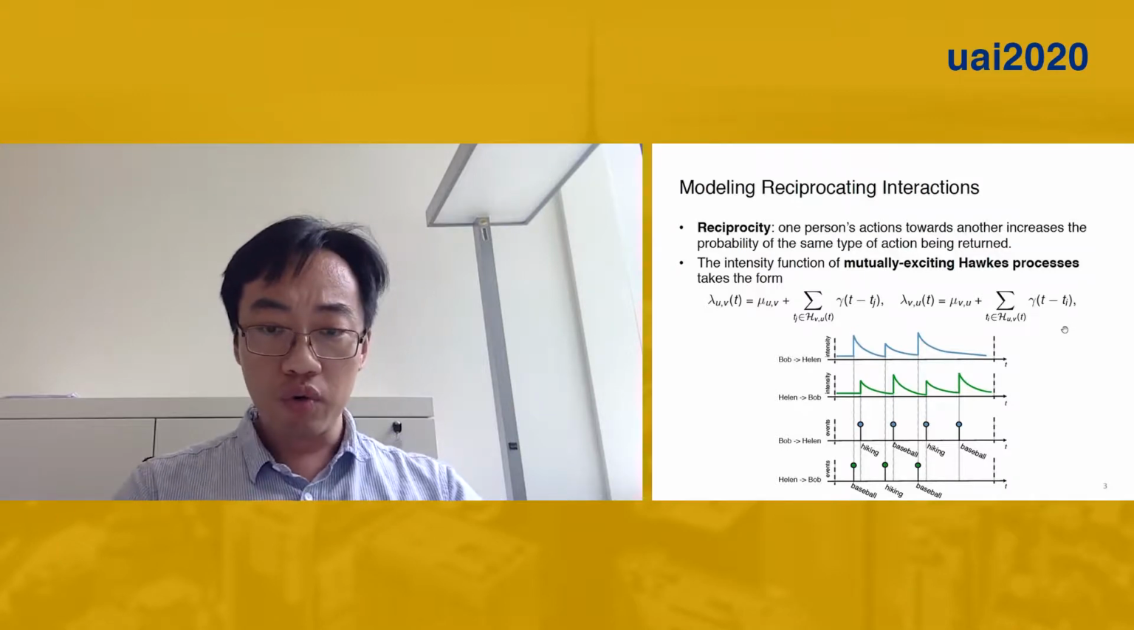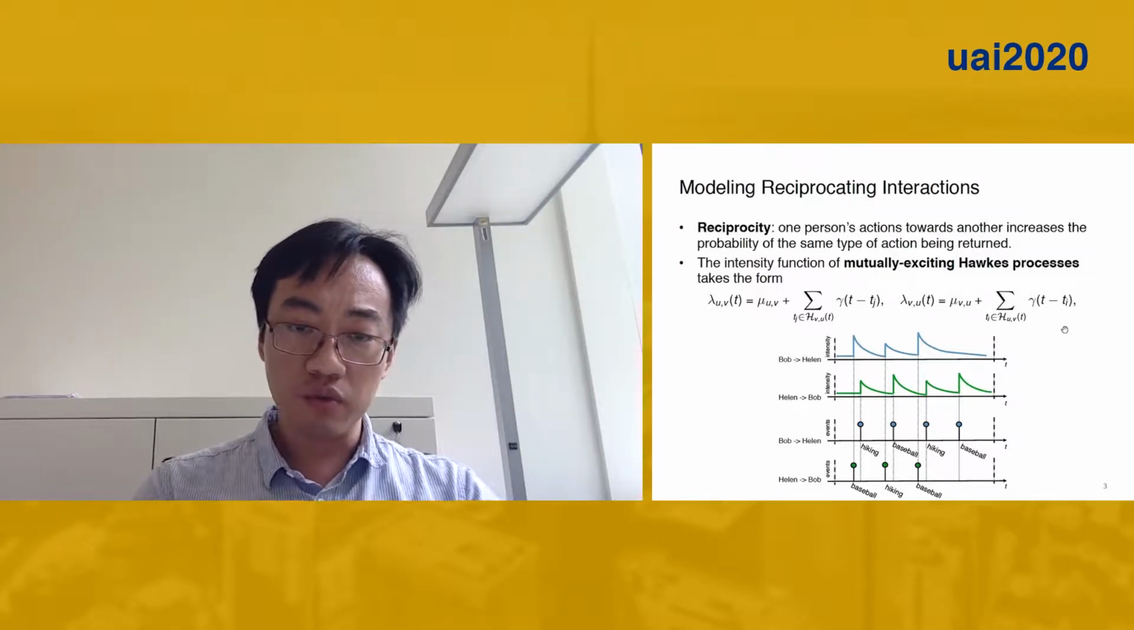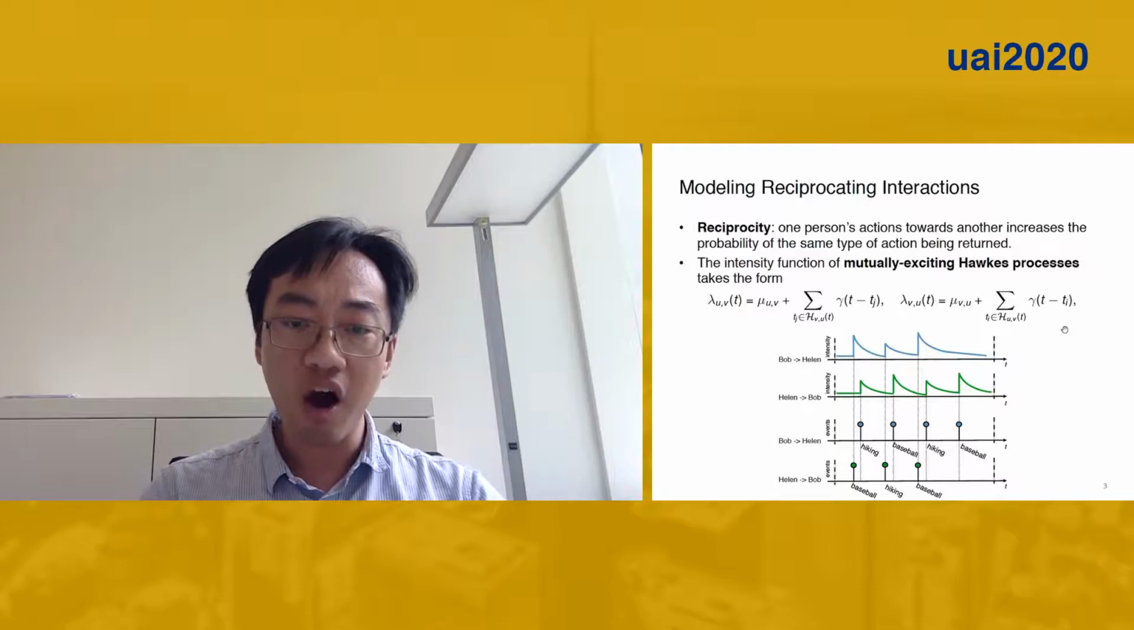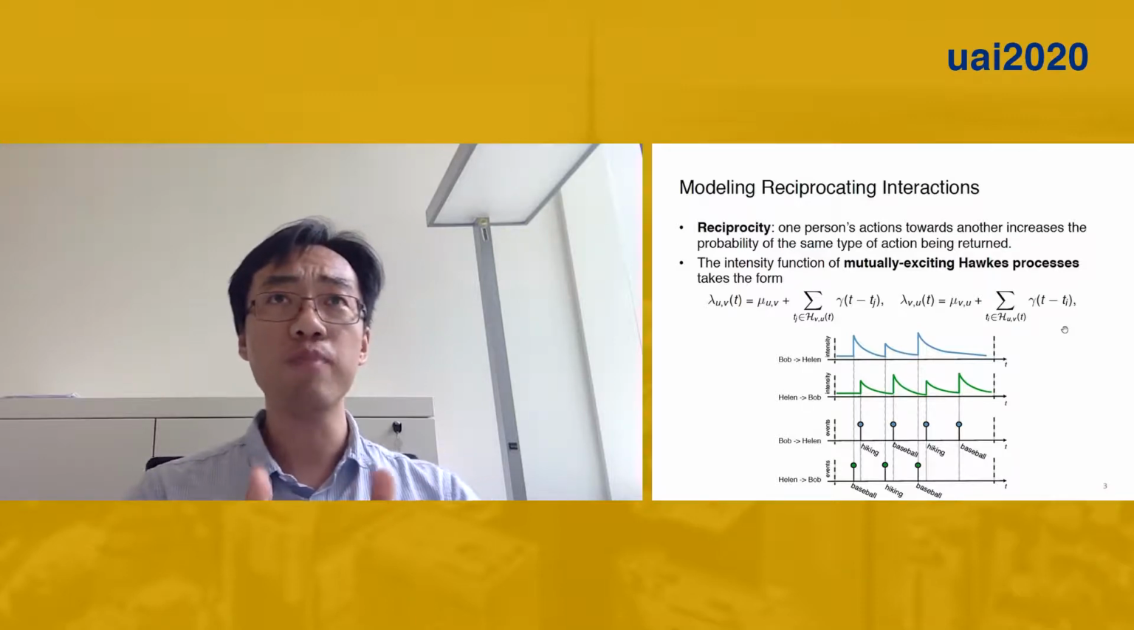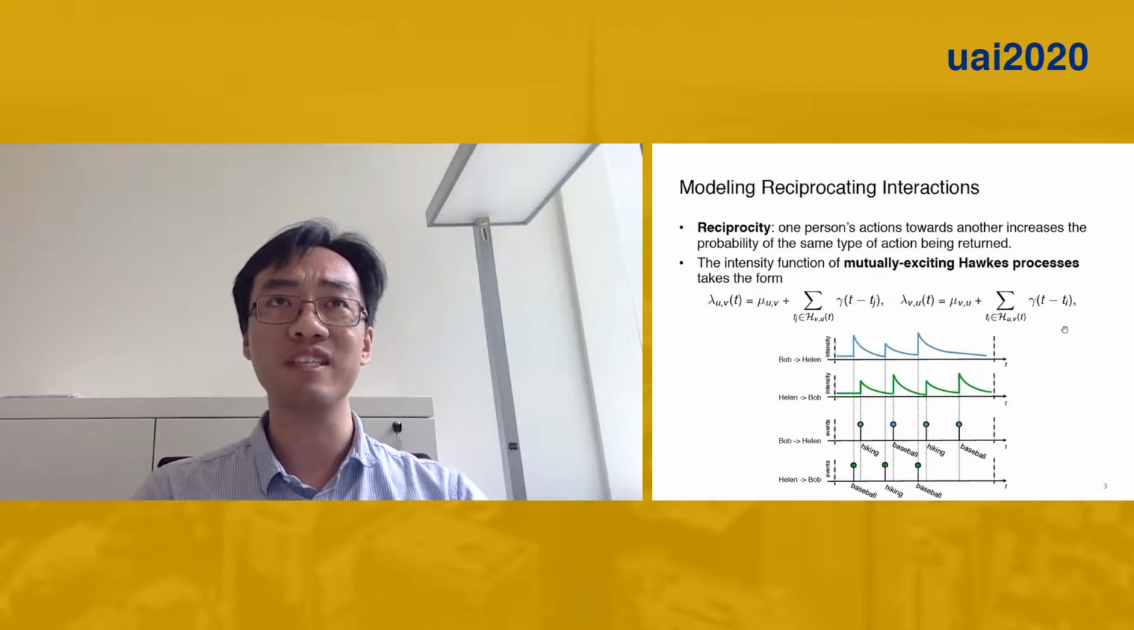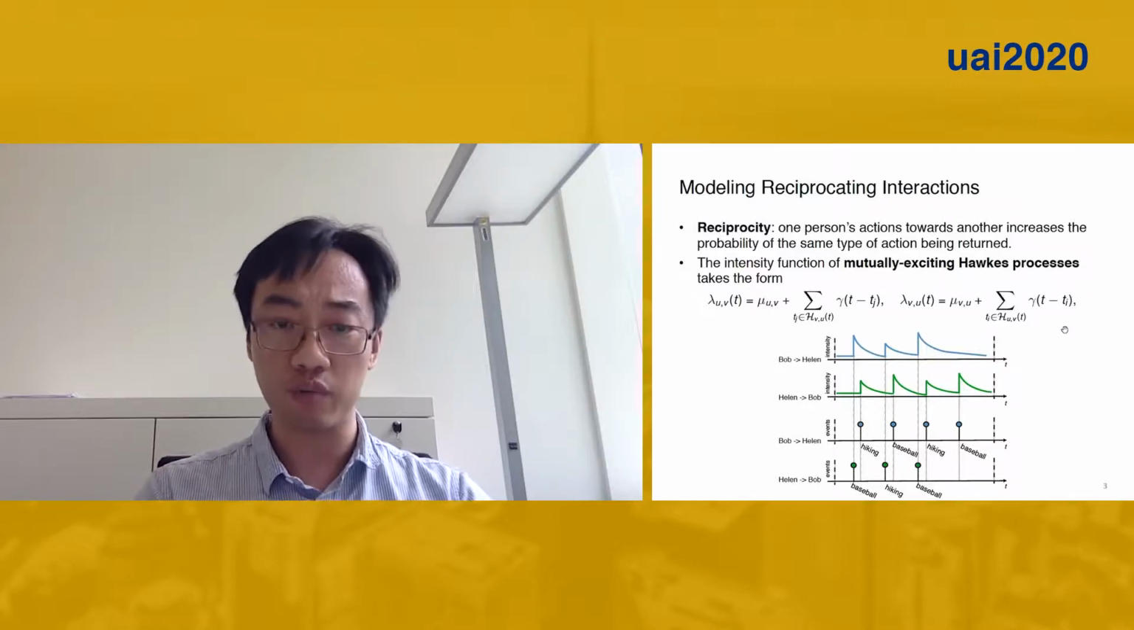For temporal interaction events, reciprocity is a very common social phenomenon. It means one person's action towards another increases the probability of the same type of action being returned shortly afterwards. For instance, in the illustrative example, if Bob sends an email to Helen, Helen is more likely to send an email back to Bob in the near future.